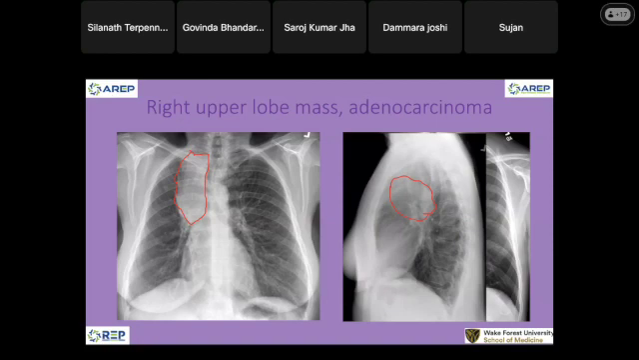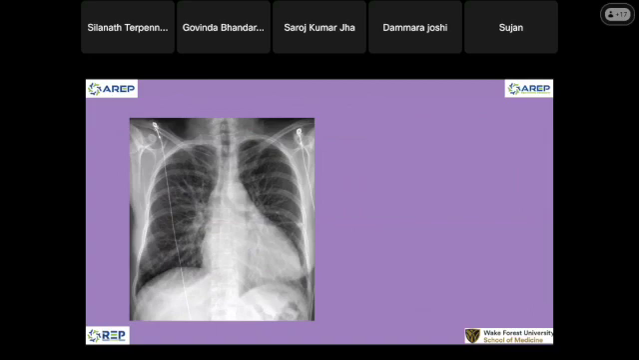When we see a right upper lobe mass, have you heard about the golden S sign? I can find that for you, but not today. The golden S sign is a mass in the right upper lobe that obstructs the right upper lobe bronchus and then causes collapse of the right upper lobe. So it causes an S shape right upper lobe opacification. This is not golden S, but that is a classic for the golden S.